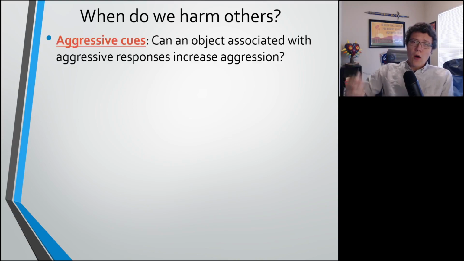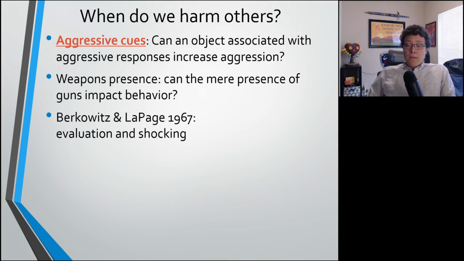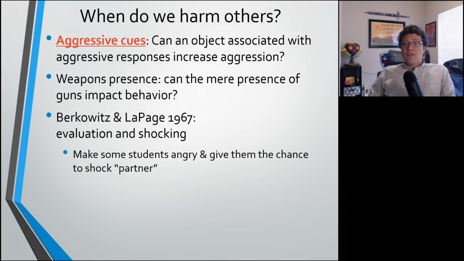So when do we cause harm? Well, as we mentioned before with provocation, we can think about aggressive cues as well. These aren't necessarily what people are doing to us, but objects that are associated with aggressive responses can increase aggression. Just having weapons, specifically guns, can impact behavior. In a Berkowitz study, evaluation and shocking was what they were looking at. They made some students angry and gave them a chance to shock a partner, again using this shock paradigm. But in some of the rooms, they had guns.